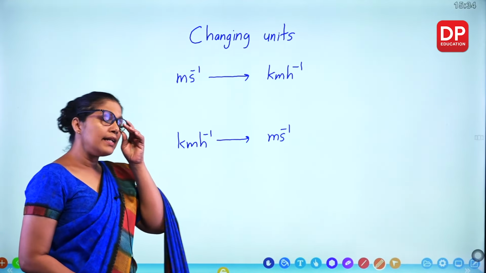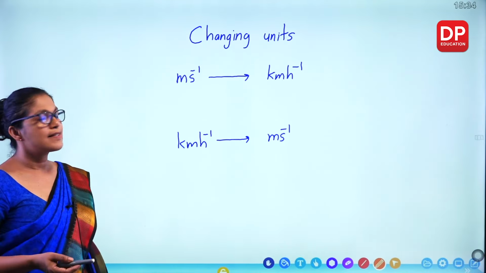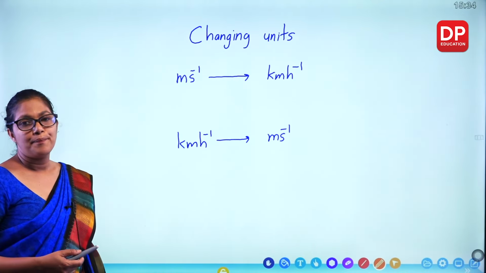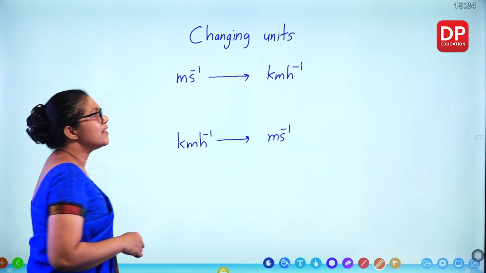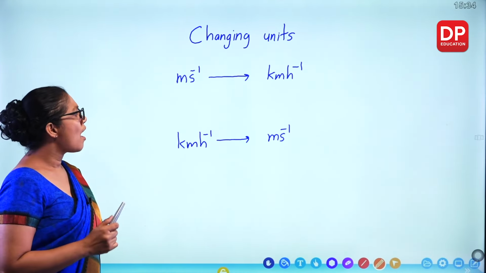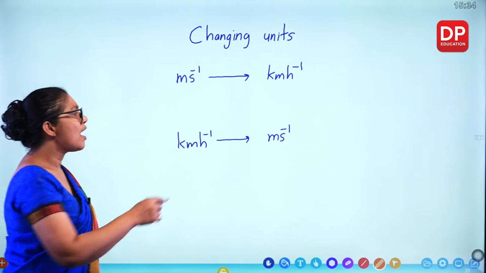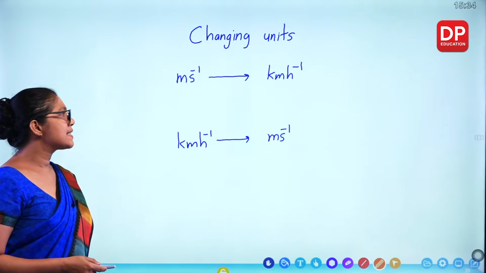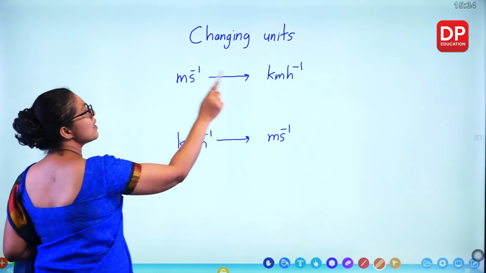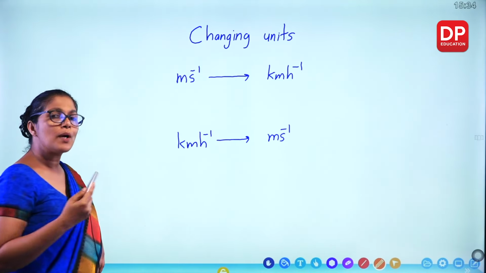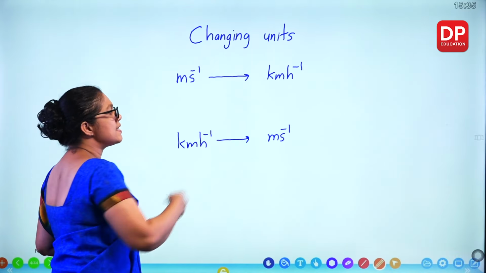Now, how can we change the units? We know different units we can use for distance and time. So here, meters per second, how can we convert to kilometers per hour? Or if the units are given in kilometers per hour, how can we convert to meters per second? Now, which one is the smaller unit? When you compare meters and kilometers, which one is smaller? Meters is smaller and kilometers is bigger.